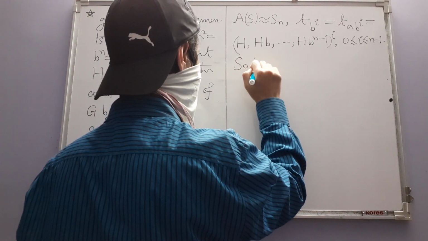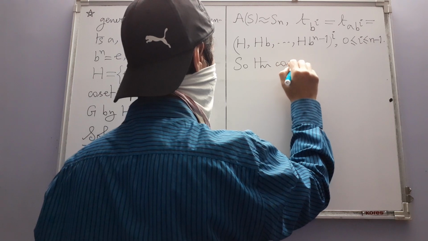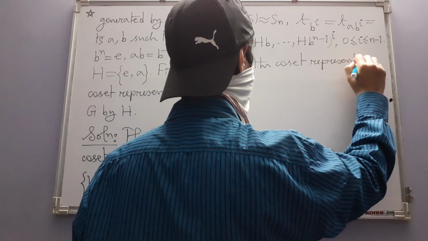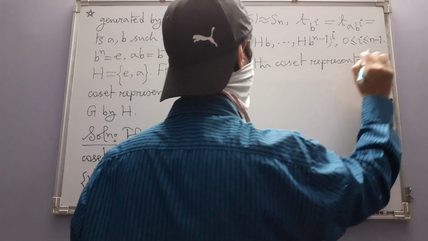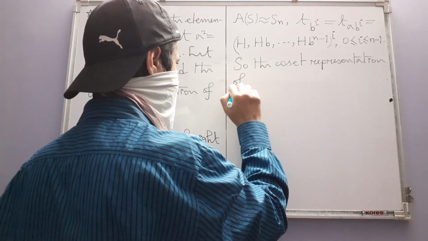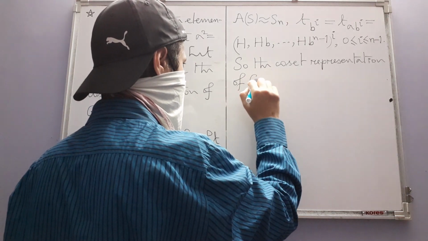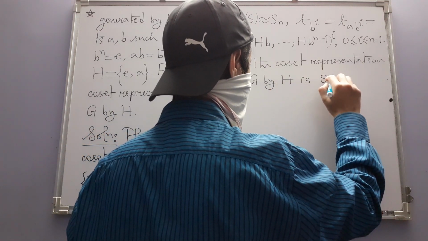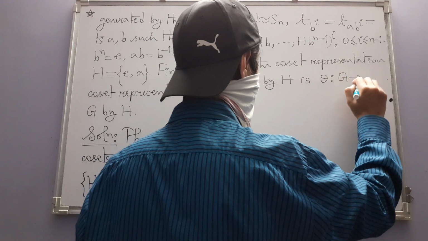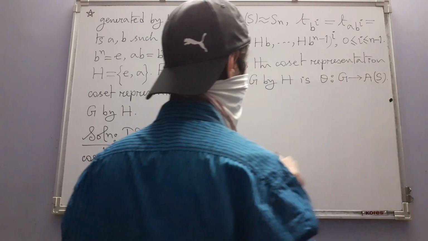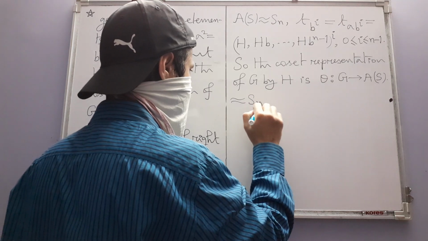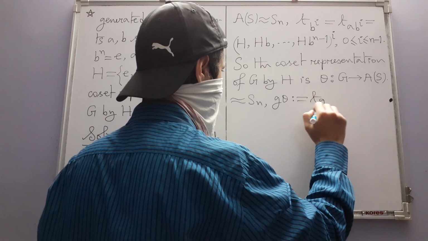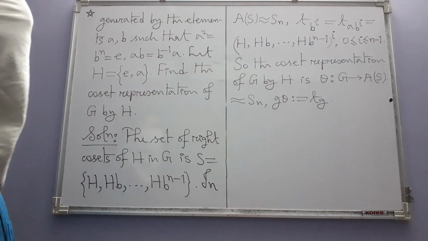So the coset representation of G by H is theta from G into A of S, which is isomorphic to Sn, and the definition of theta is just that g gets mapped onto Tg.